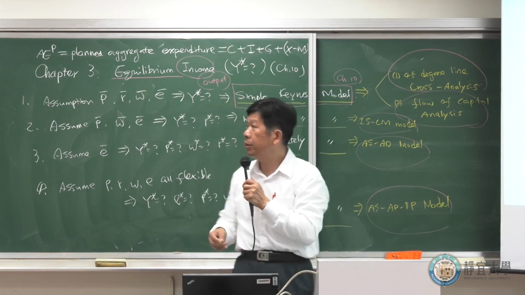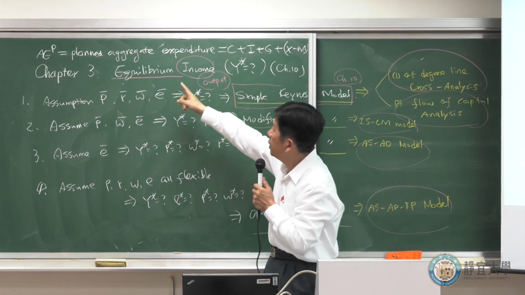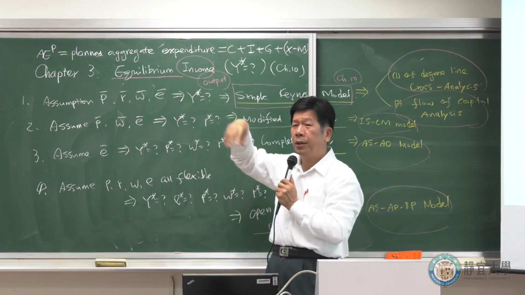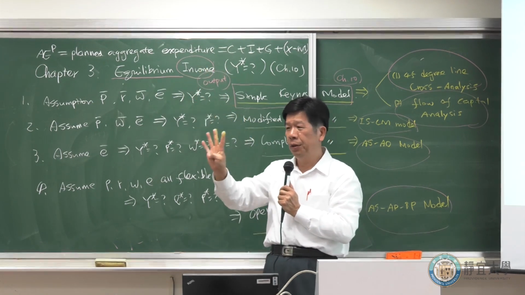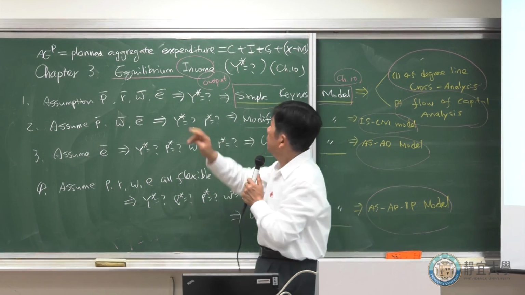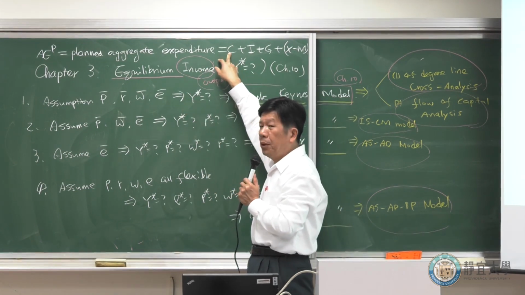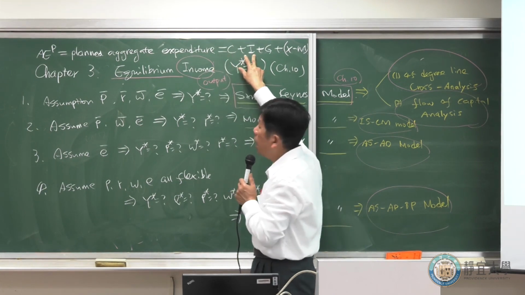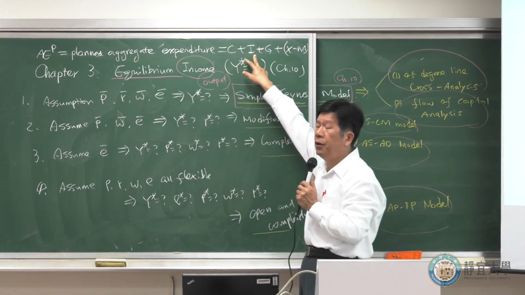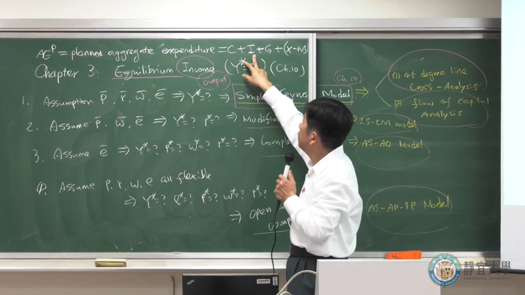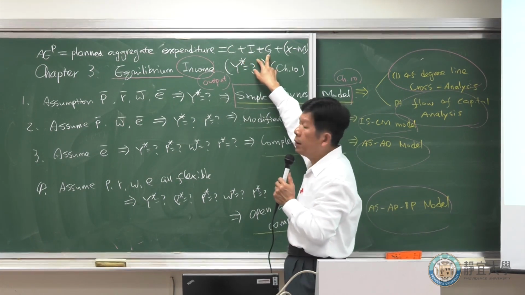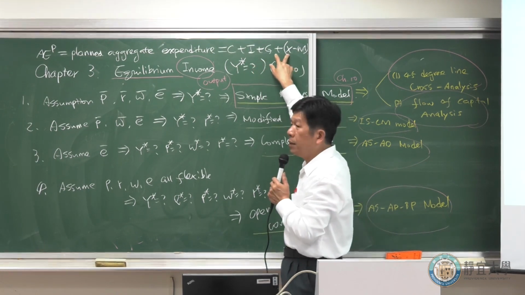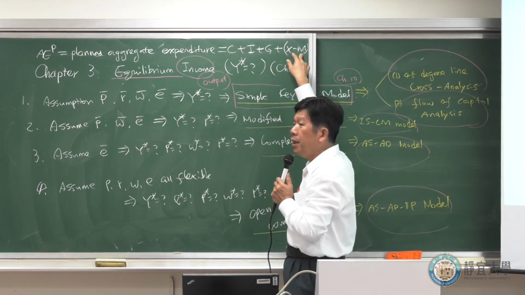Actually, they want to say this is planned aggregate expenditure, right? So we can include the four different sectors. C represents household consumption, I is the firm's investment, and G represents the government spending. Okay, X is export, N is import.